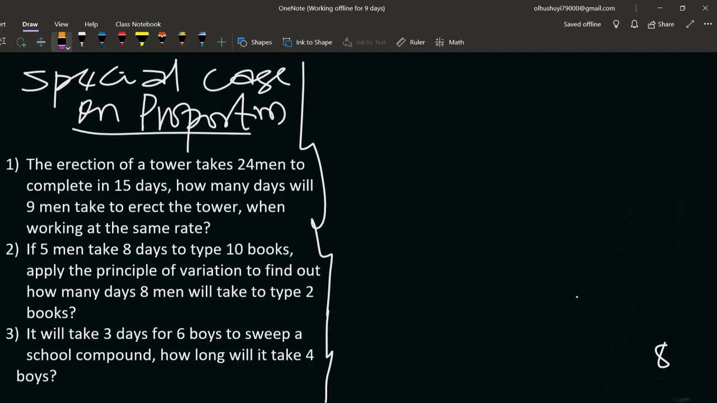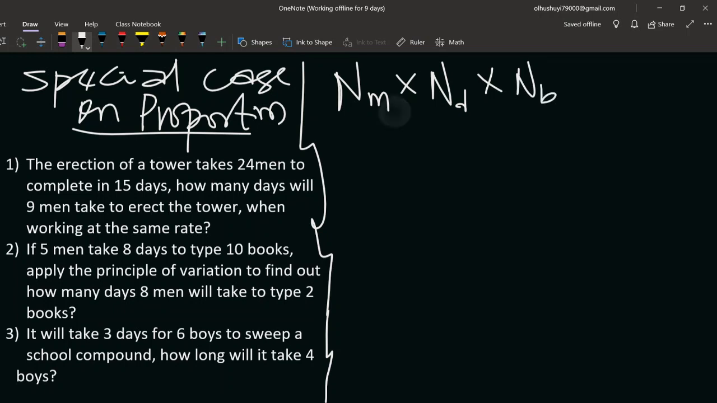You take the number of men times the number of days times the number of books, call them number of men 1, number of days 1, number of books 1, and that equals the next set. They ask how many days 8 men will take to type 2 books, if it takes 5 men 8 days to type 10 books. So the number of men times the number of days times the number of books also equals another set: number of men 2 times number of days 2 times number of books 2.